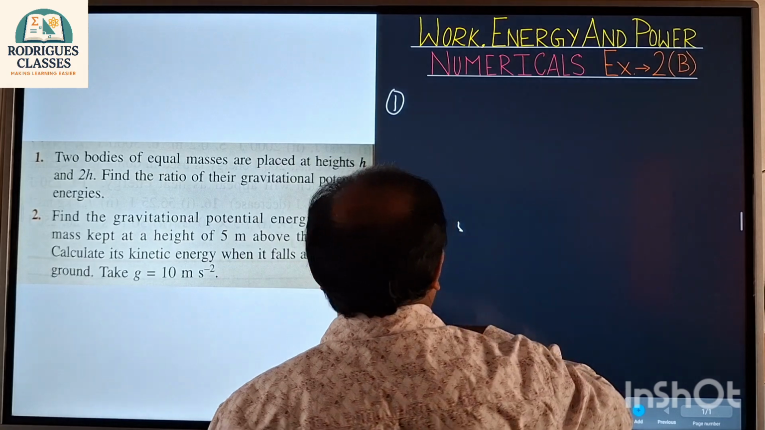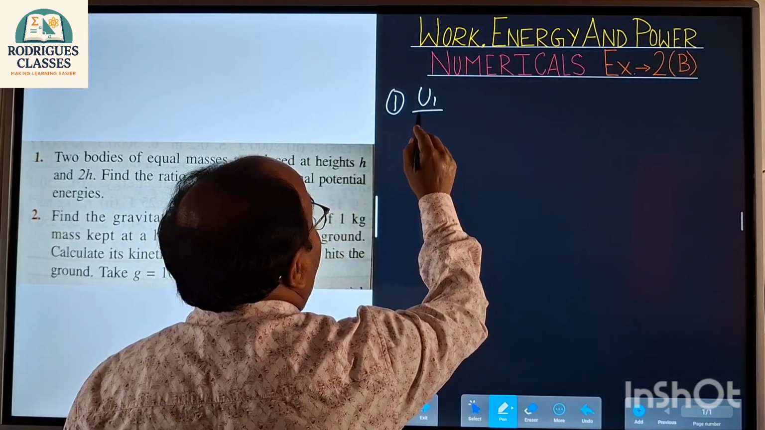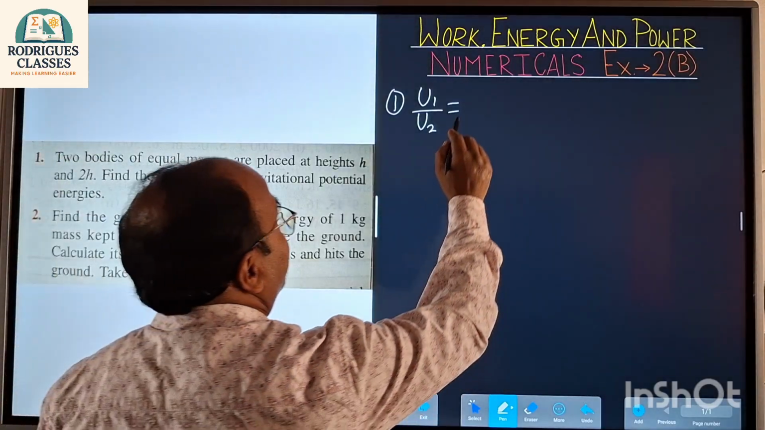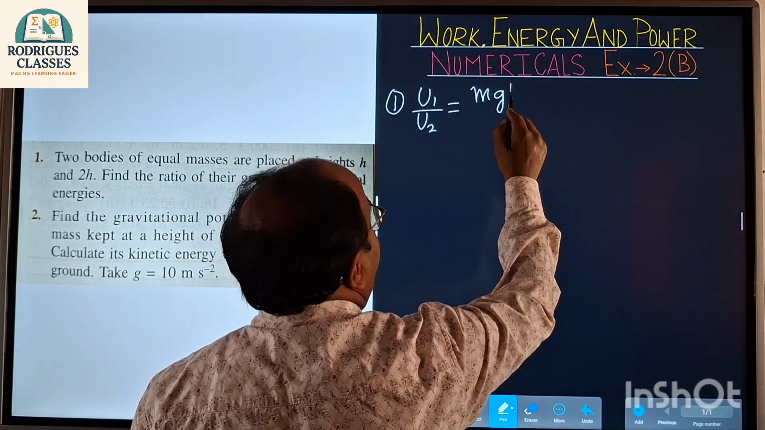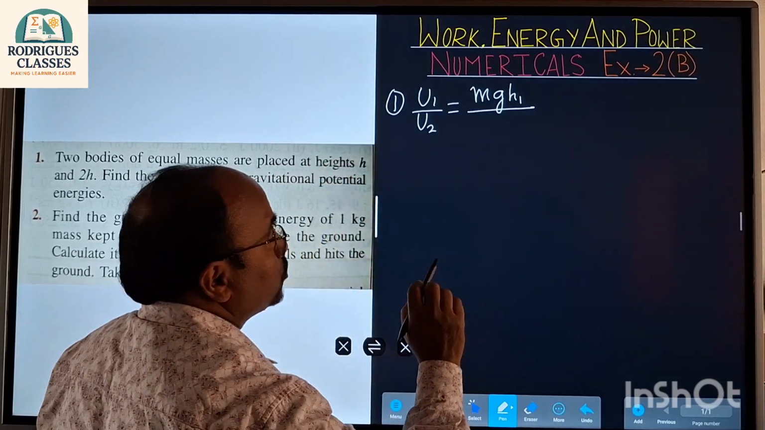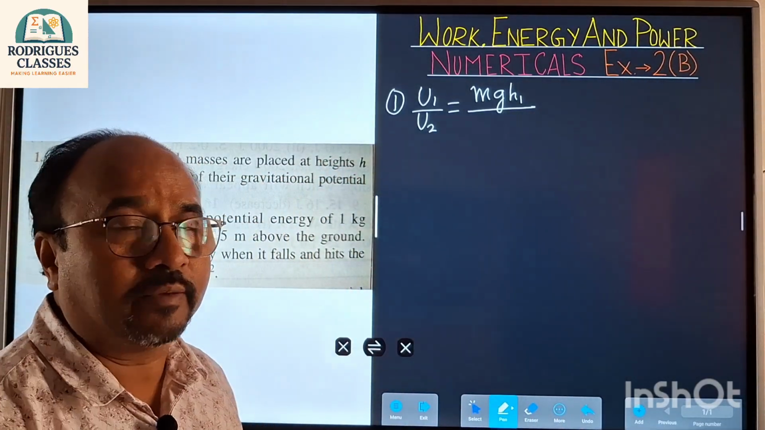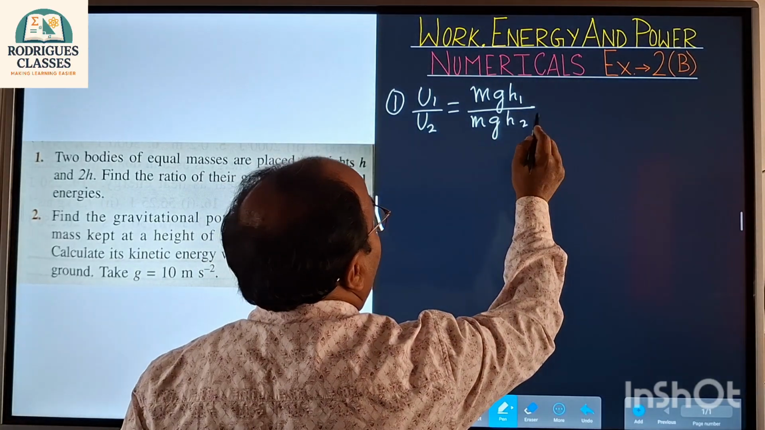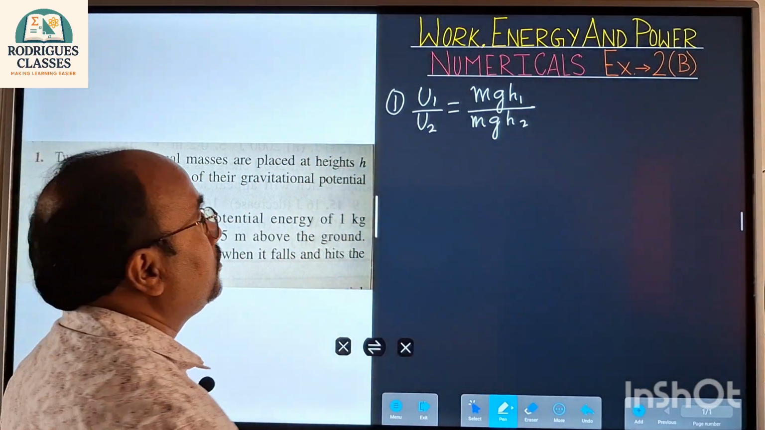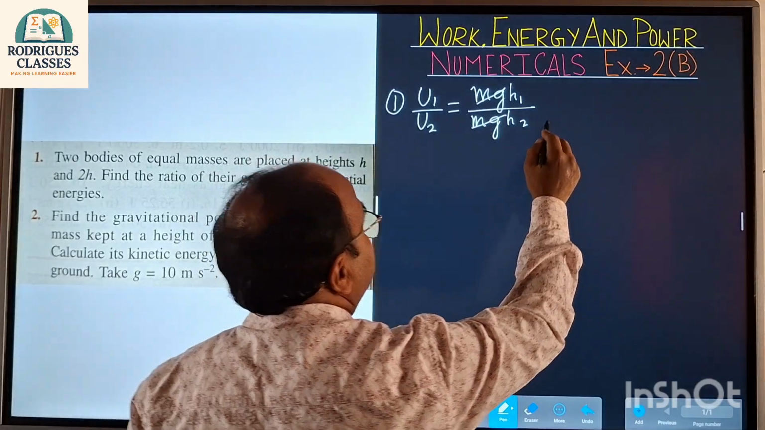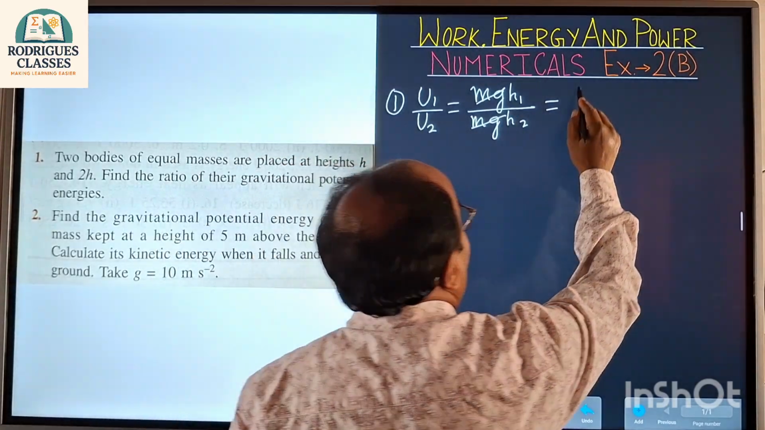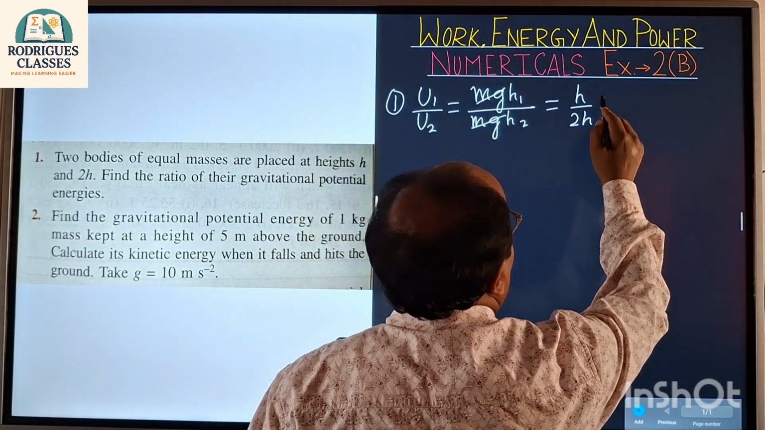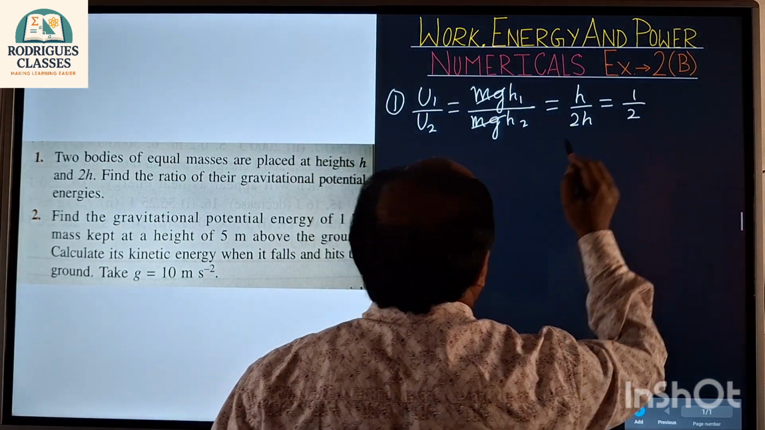So we do it like this: U1 by U2. We have to find the ratio of the two potential energies. So we will write the formula mgh. For h I will write h1. For mass it is the same and g is the same, so I will not use a subscript for it. And for the second one it is mgh2. For both parts, mg will get cancelled. You get h1 by h2. Height is here h, and the second one is 2h. So you get here h and h cancelled, 1 by 2.